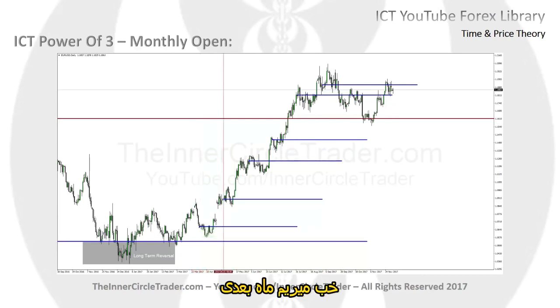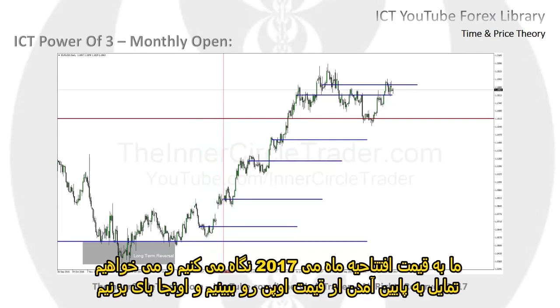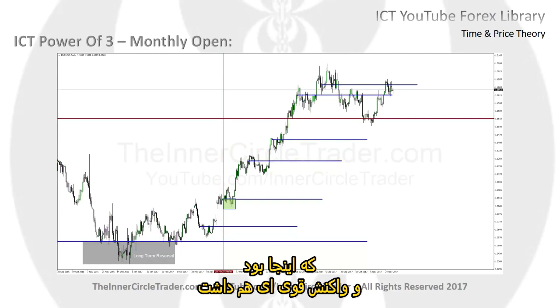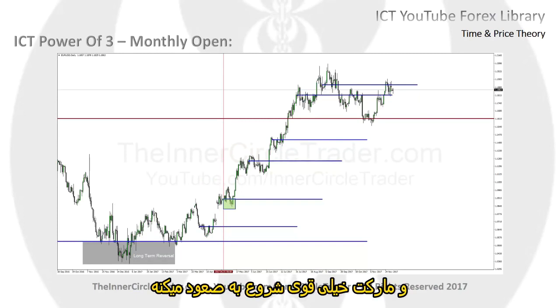And we're moving to the next month. This is May 2017. Again, we're looking at that opening price of May 2017. And we want to see a willingness to go below the opening price and then find buying. We have that here. And again, very, very strong reaction in price action. And the market starts to move rather aggressively on the upside.